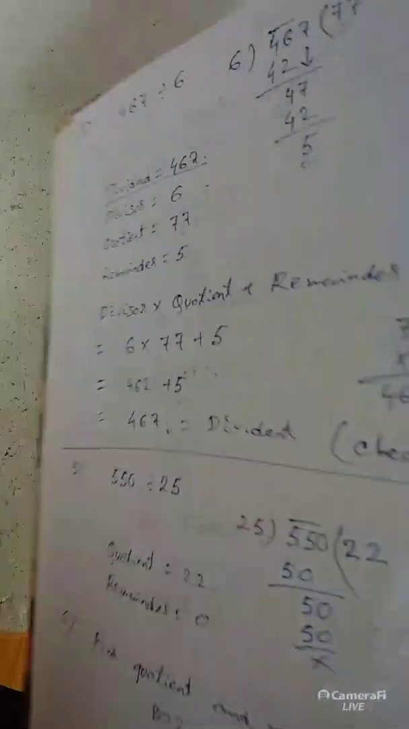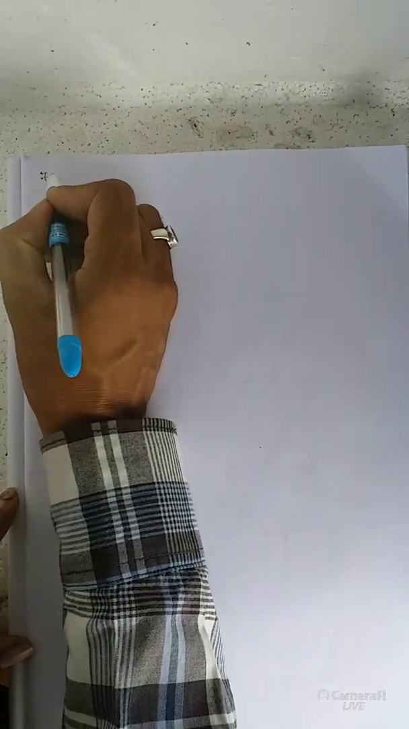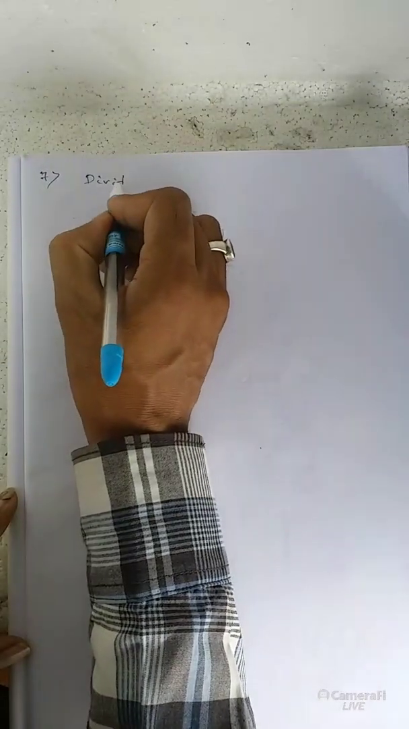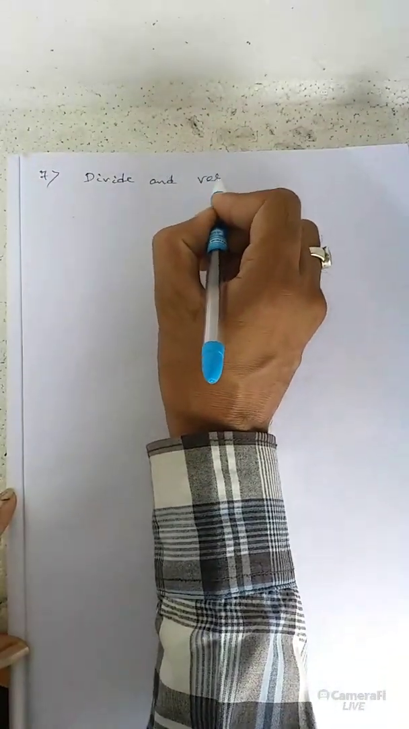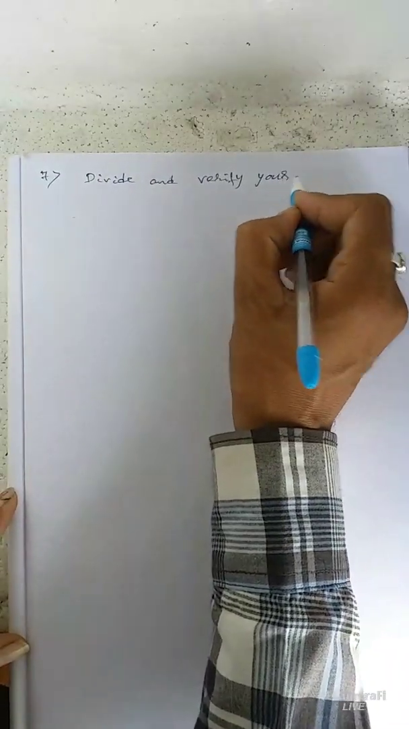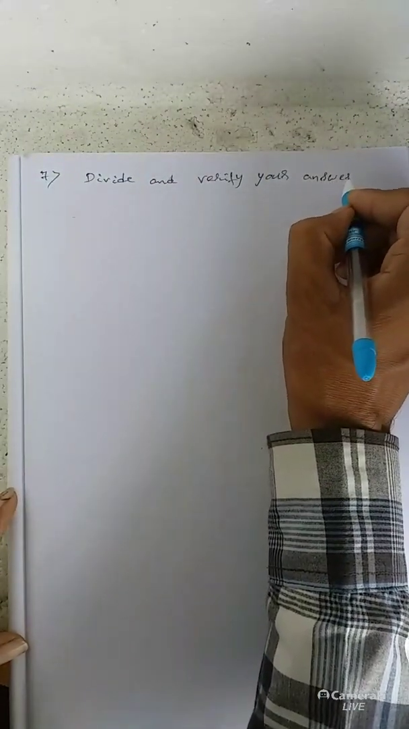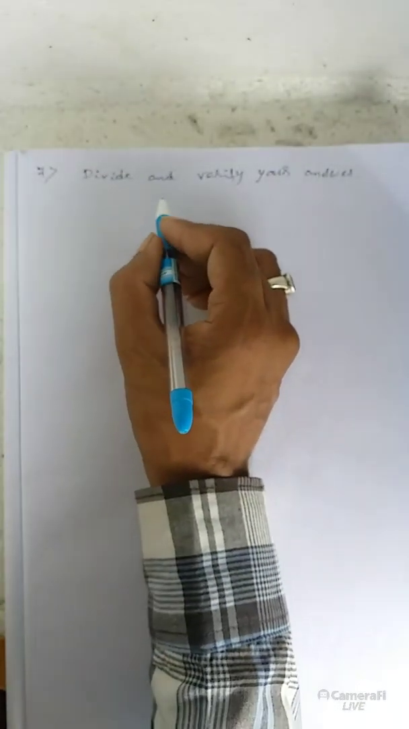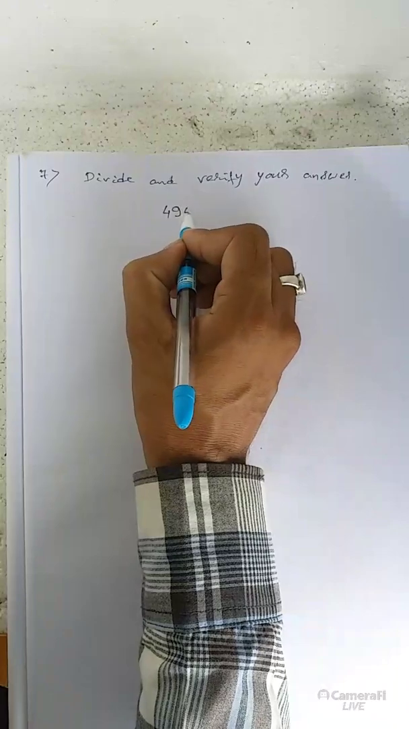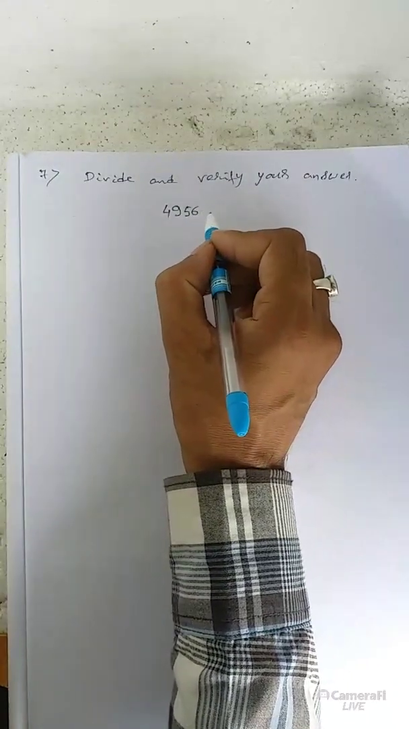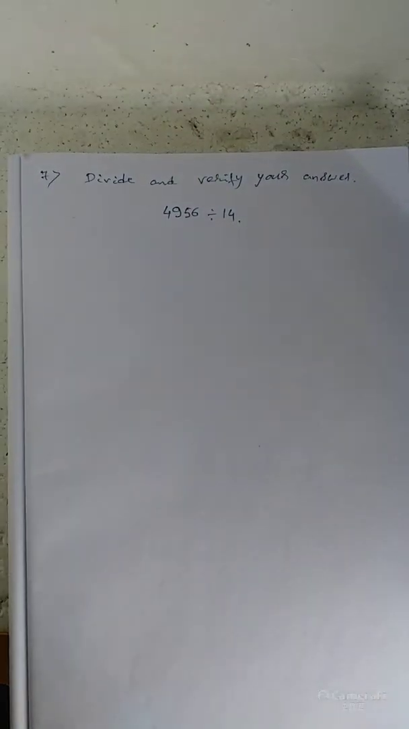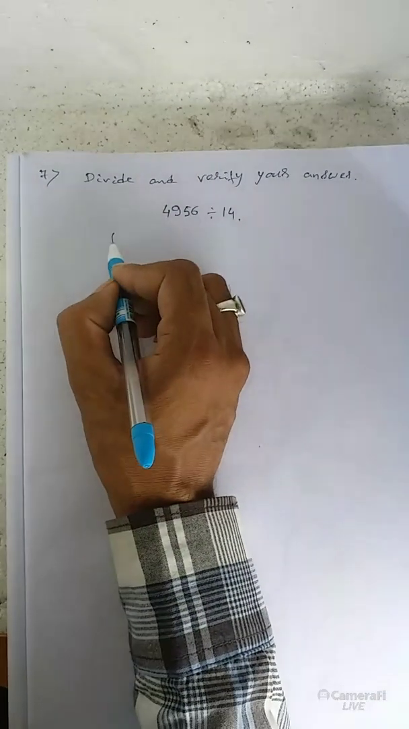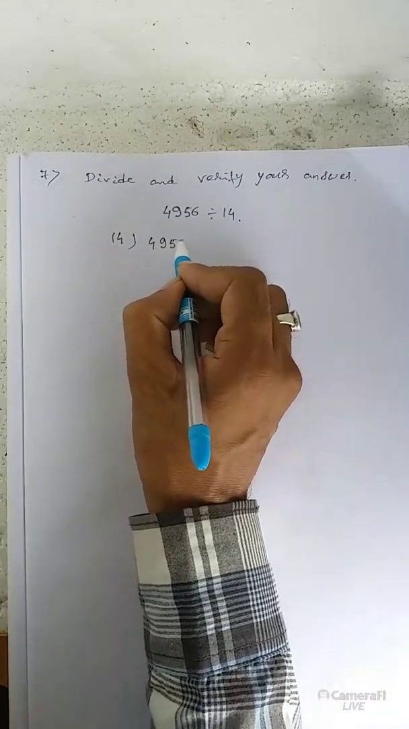Question number 7. Divide and verify your answer. Okay, and the division is given: 4956 divided by 14. So let us divide 4956 by 14.